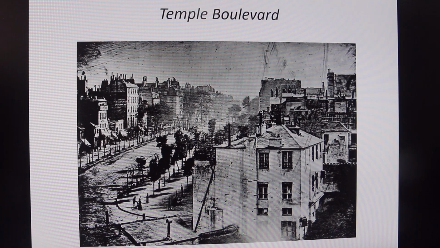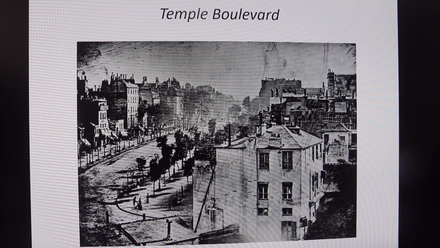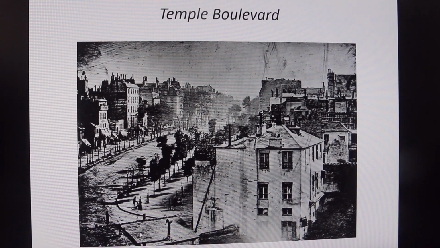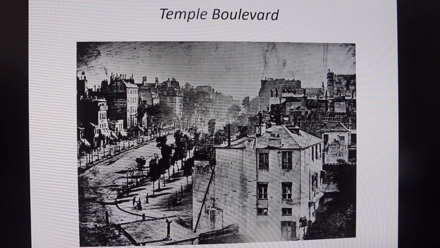The only person we see, this guy here, where's my cursor? There it is, because he's standing still. He's getting his shoe shined. Isn't that funny? He doesn't even know. He's the first person photographed. And yeah, it was all an accident.